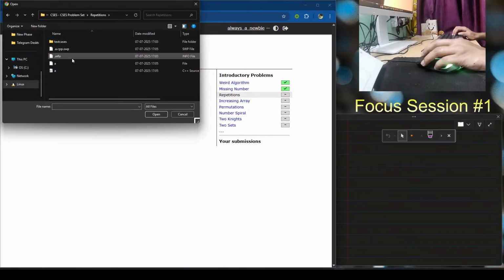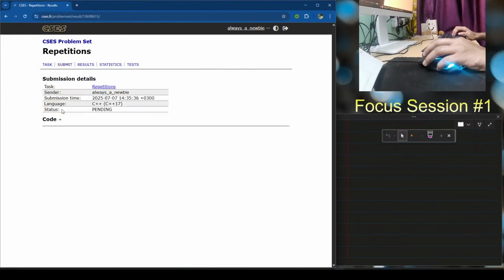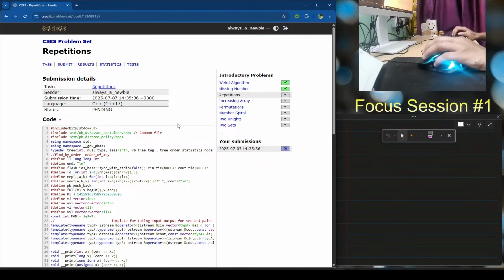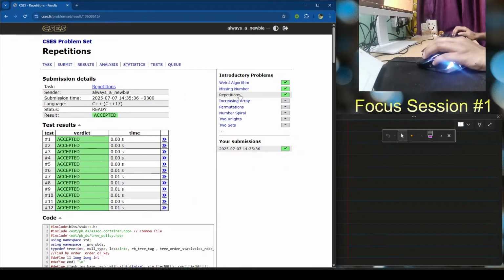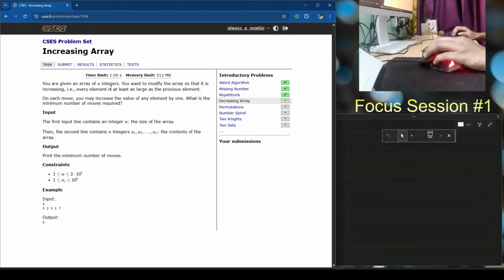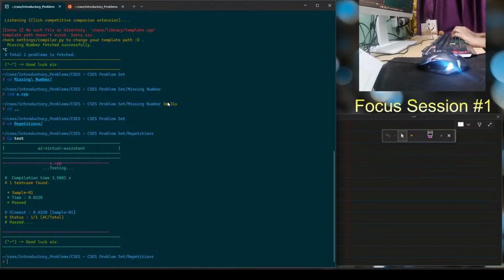The goal is to gain back the confidence which I lost. So let's see. Okay, moving on to the next problem. Increasing Array. You are given an array of integers. You want to modify the array so that it is increasing. That is, every element is at least as large as the previous one. On each move, you may increase the value of any element by 1. Okay. So I want to modify the array so that it is increasing. What is the minimum number of moves I have?